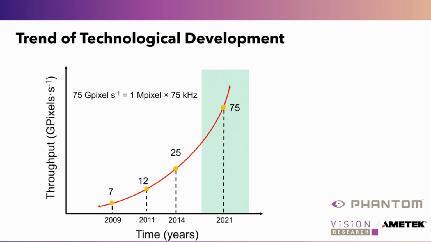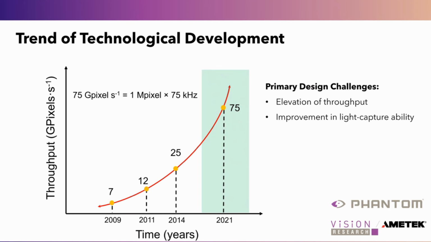In order to achieve that type of throughput, the primary design challenges that needed to be overcome were just being able to get that data off the sensor, so to elevate that throughput. When you go this fast, you also need to improve the light capturability, right? So the faster you go, the less light you have. We needed to go from a front side illuminated technology to a backside illuminated technology. And at the same time, we need to maintain image quality at that speed.